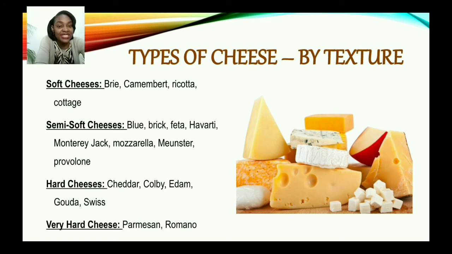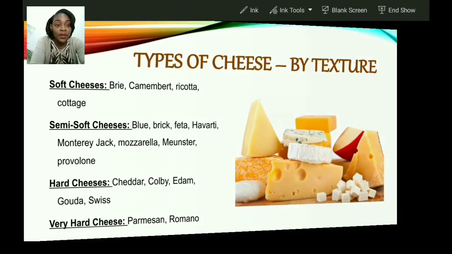Now, remember, depending on the texture of the cheese, the soft cheese would not have gone through the process of aging. The semi-soft cheese might have gone through the process of aging, but not for a long time. And the hard cheese will go for months, and the very hard cheese will go for up to even years. Now guys, examples of soft cheeses include brie, camembert, ricotta, cottage. Examples of semi-soft cheeses include blue, brick, feta, Monterey Jack, mozzarella, Munster and provolone. Hard cheeses include cheddar, Colby, Edam, Gouda, and Swiss. And examples of very hard cheese are Parmesan and Romano, right?